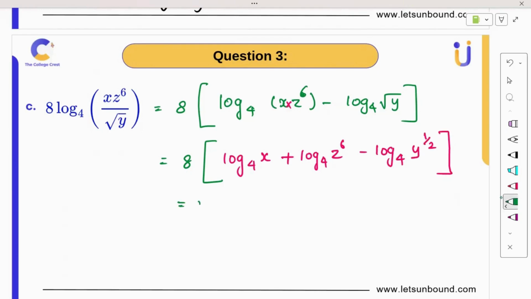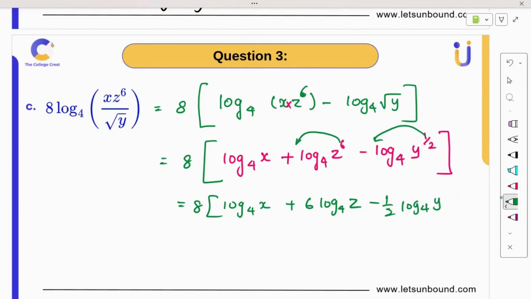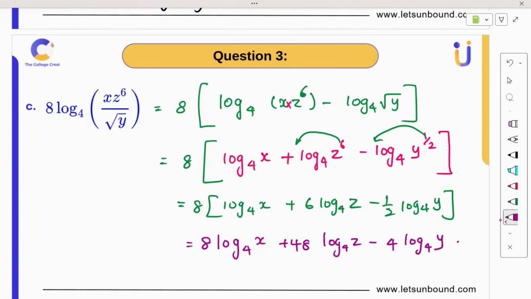And 8 times log base 4 of x plus log, okay, you can bring the 6 before, right? So 6 log base 4 of z minus, here also do the same, half log base 4 of y. Then you take the 8 inside: 8 log base 4 of x plus 48 log base 4 of z minus 8 into half is 4 log base 4 of y. This is expanding a single log into this. So when you work on the condensation of this, you will get back this. And this is how the rules have to be applied in logarithmic expressions.